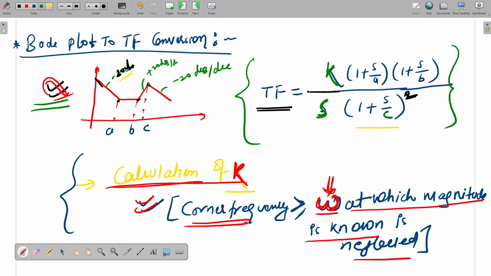So this is the initial transfer function. After that, we can find the value of K. So how can we find the value of K? For calculation of K, corner frequencies which are greater than or equal to omega, at which the magnitude is known, should be neglected. So this is one rule for calculation of the K value. This is clear how I have written it here.